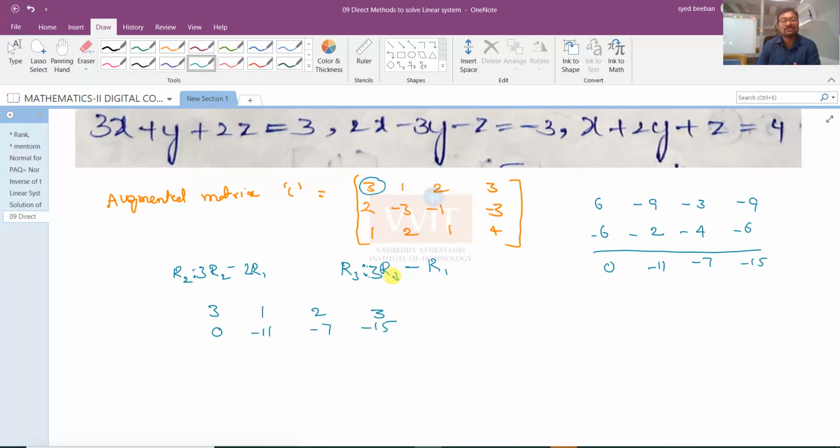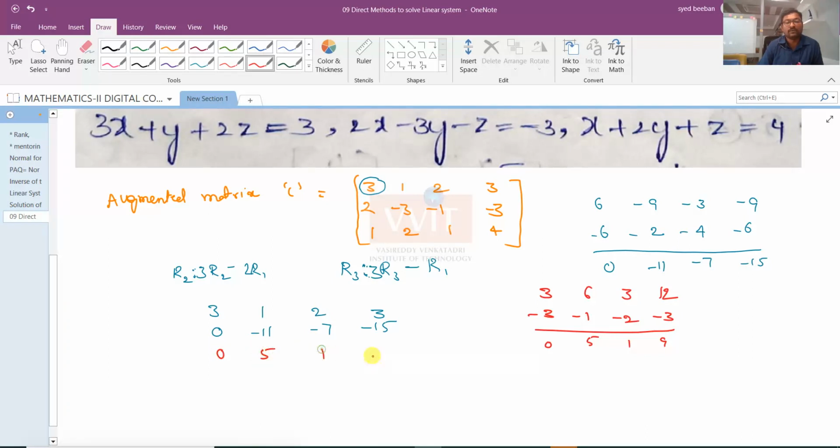Similarly, 3R3 minus R1. So multiplying the third row with 3, I'll get, let me change the color so that we may find the differences here, 3R3 means 3, 6, 3, 12. R1 is 3, 1, 2, 3, minus, so change the sign. I make it here 0, 5, 1, 9. So the third row is 0, 5, 1, 9.